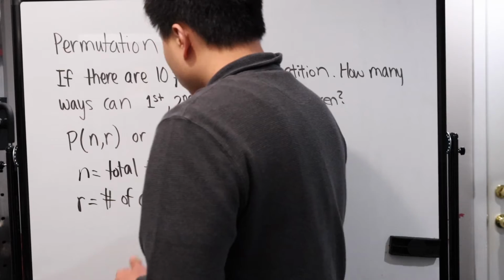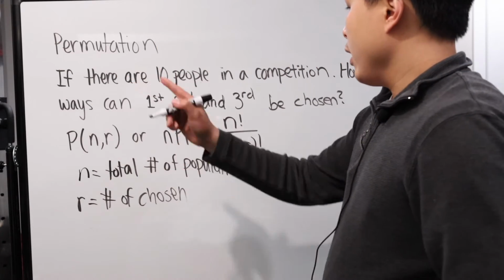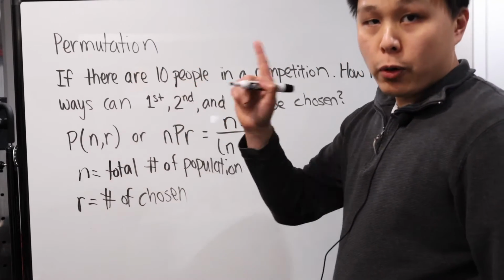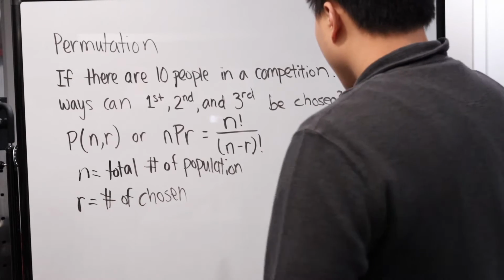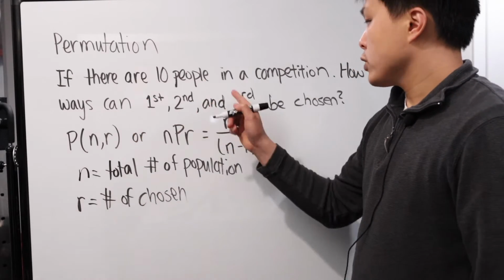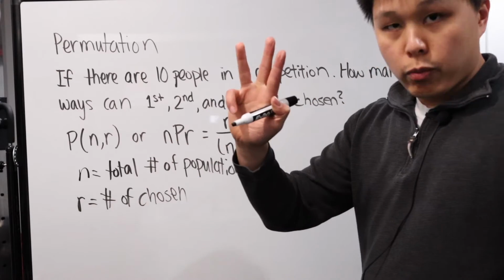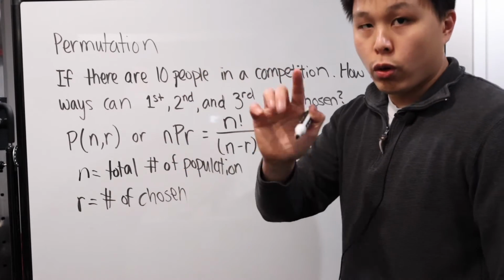Now, probably a better way to demonstrate it is to use the original problem that we had. There are 10 people, which is the total population, right? And the other one is how many ways you can choose first, second, and third place. That's the number chosen: 3 of them. Out of all 10, we're choosing only 3.